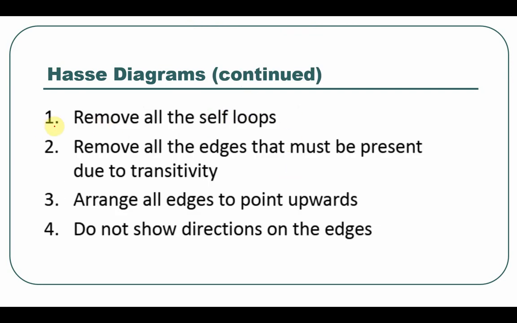So let's first list the 4 steps. Remove all the self loops. This is actually the edges that are showing me reflexivity. Remove all the edges that must be present due to transitivity. Arrange all edges to point upwards and do not show directions on the edges.